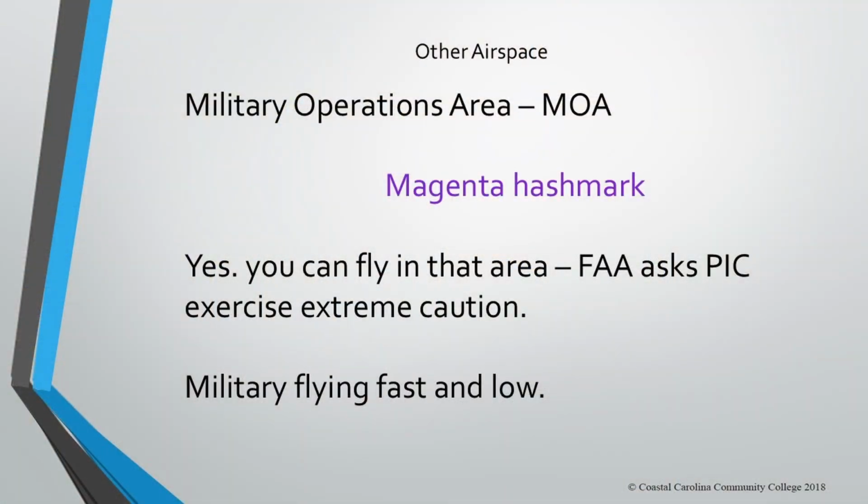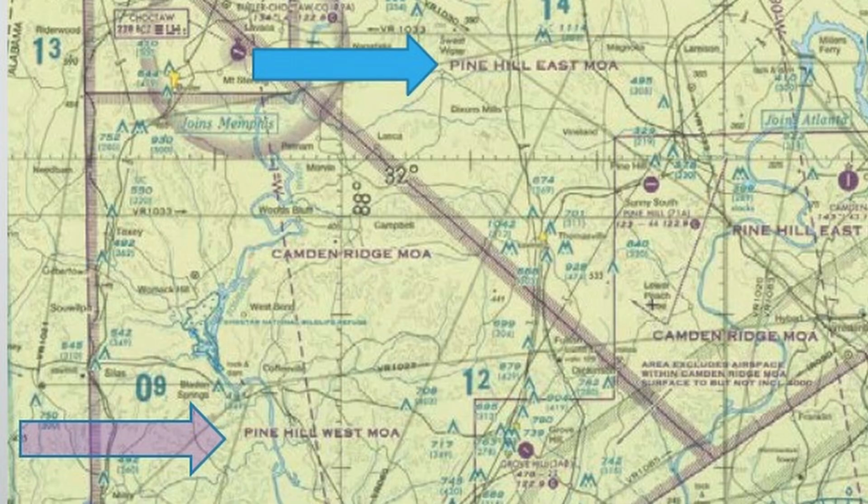Another airspace is called MOAs, or Military Operations Area, with a magenta hash mark. Yes, you can fly in that area, but the FAA asks the PIC to exercise extreme caution. It usually contains military aircraft flying fast and low. So if you look at the MOA, the blue arrow and the purple arrow point to MOA areas on the sectional chart and are not numbered.